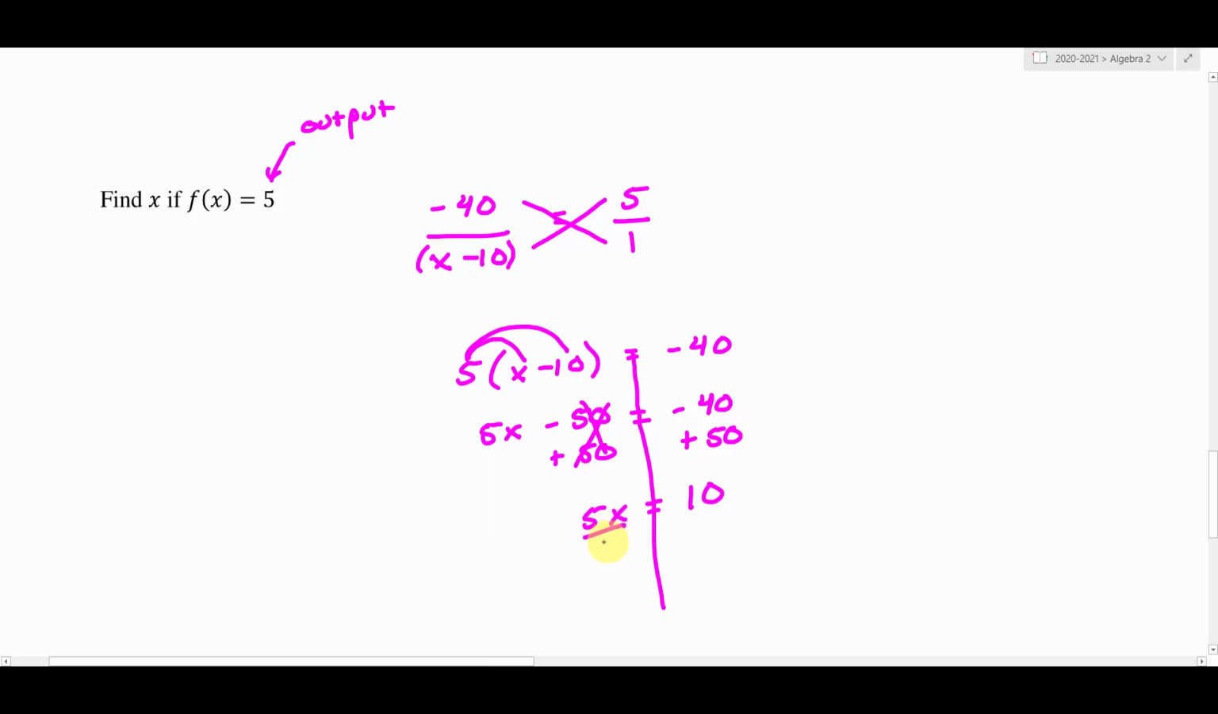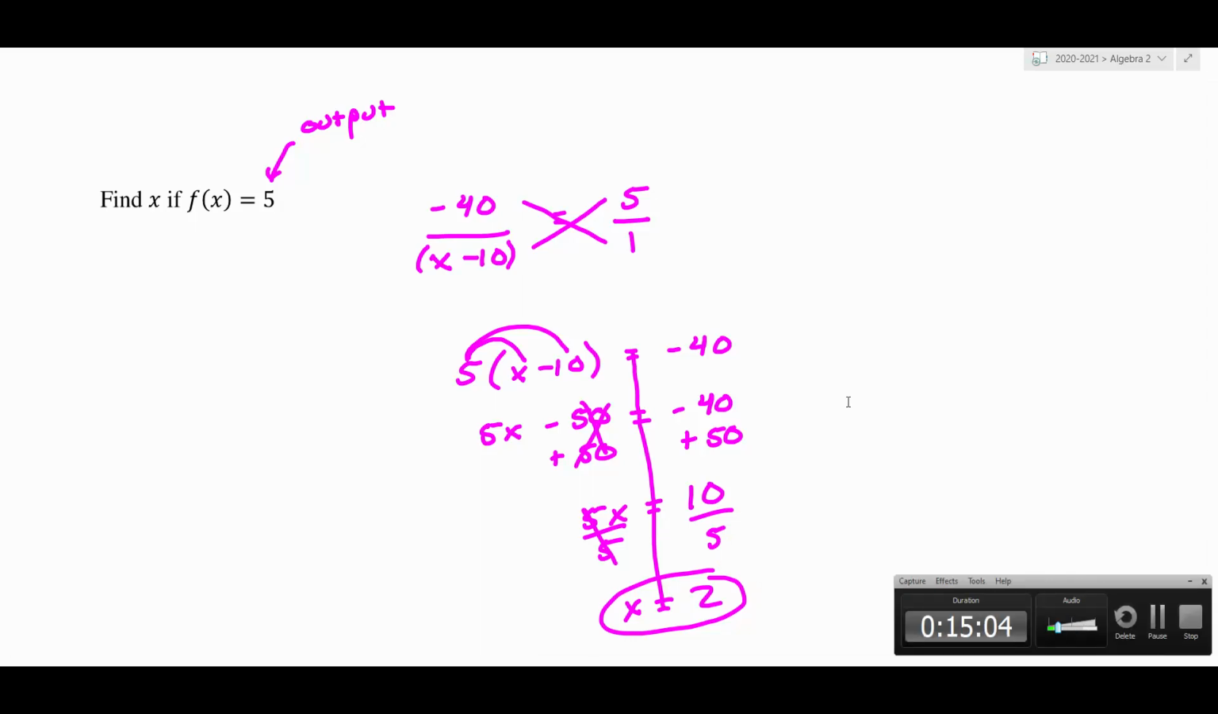And then we're going to divide both sides by 5. That's because these were being multiplied. So the 5 cancels. We get x equals 10 divided by 5, which is 2. And there's our answer.